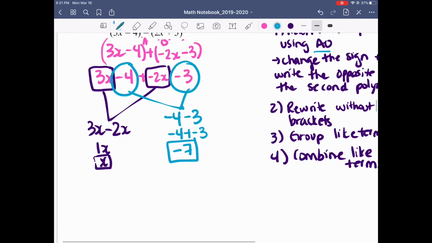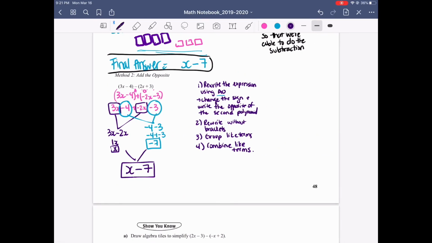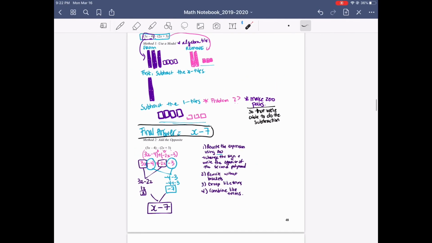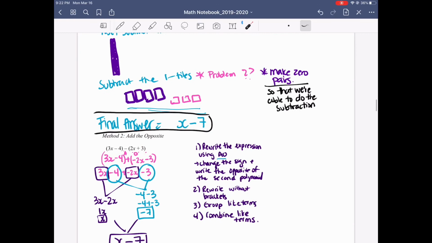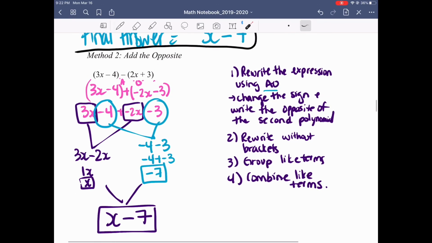Okay. So then our final answer, when we put them together, is x minus 7, which is the same thing we got up here in method 1. 2 different methods give you the exact same answer. So subtraction is definitely a little bit harder because we have to actually do AO. And basically what we're doing is distributing the negative to all the terms, right? So negative 2x and negative 3. But if that's confusing to you, just ignore that and just do AO, okay?